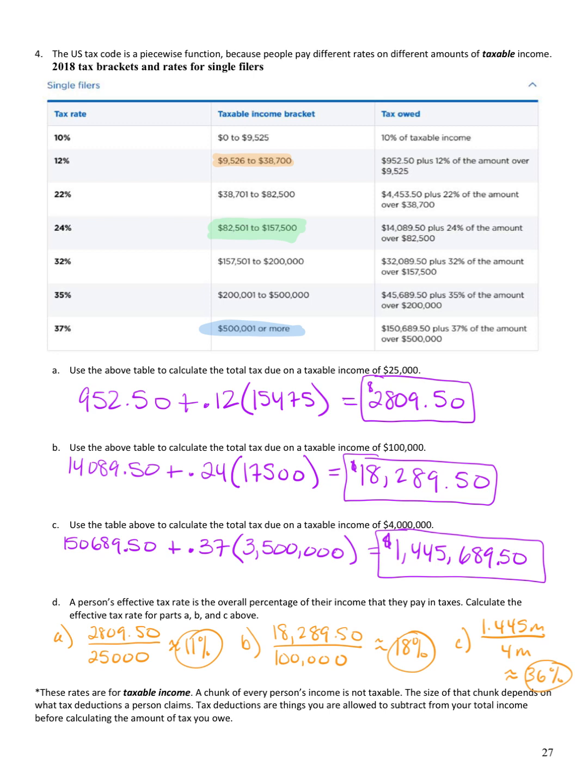Okay, one last little caveat about taxable income. A chunk of every person's income is not taxable. For some of your income, everyone is guaranteed that the government will not take any of it. And the size of the chunk that you don't have to pay taxes on is what tax deductions a person claims. So tax deductions are things you're allowed to subtract from your total income before calculating the tax you owe.